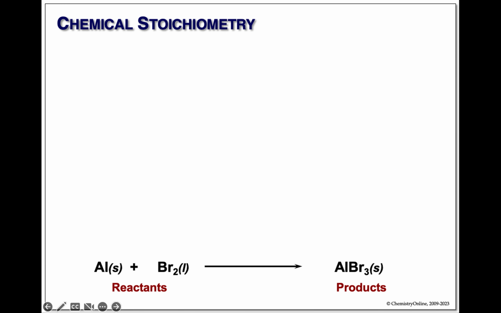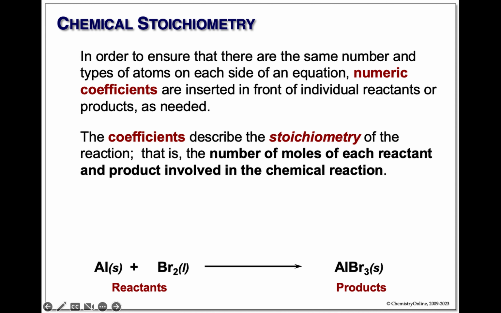In order to ensure that an equation is in fact balanced, we insert coefficients. Coefficients define the stoichiometry of a given reaction. This reaction here, the way it sits, is not balanced. We have one aluminum here, one aluminum, that's good. And we have 3 bromines and only 2.